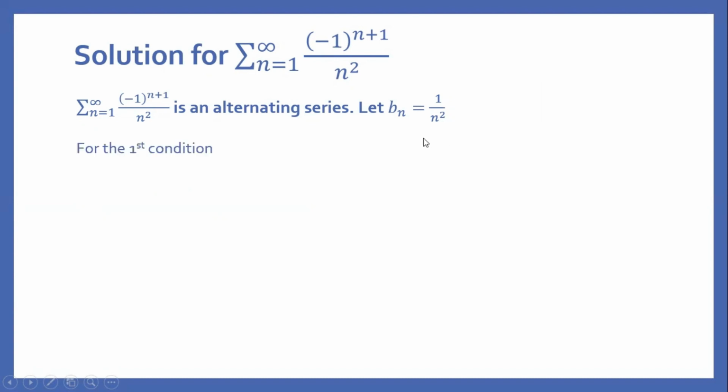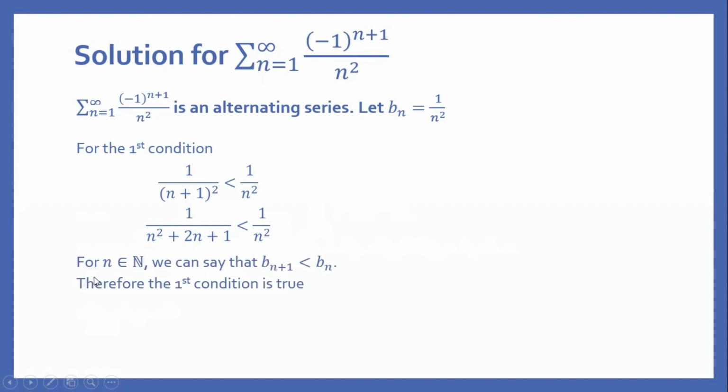So for the first condition, ayan, substitute lang natin, you have 1 over n plus 1 squared is less than 1 over n squared. And then, simplify natin, we have 1 over n squared plus 2n plus 1 is less than 1 over n squared. Ayan. As you can see, for n in the natural numbers, we can say that b sub n plus 1 is less than b sub n.